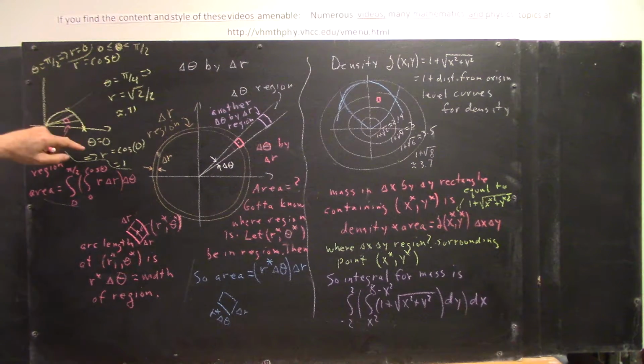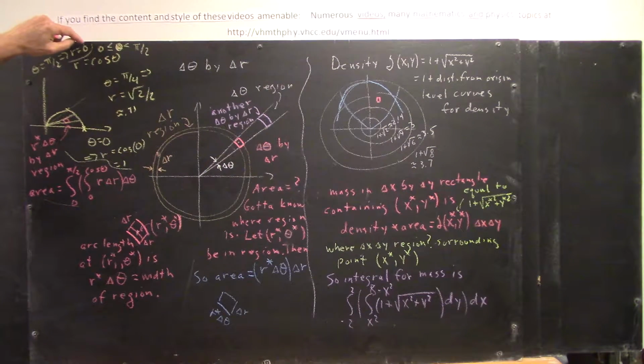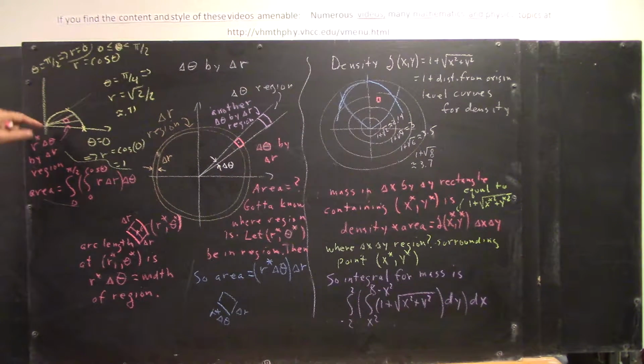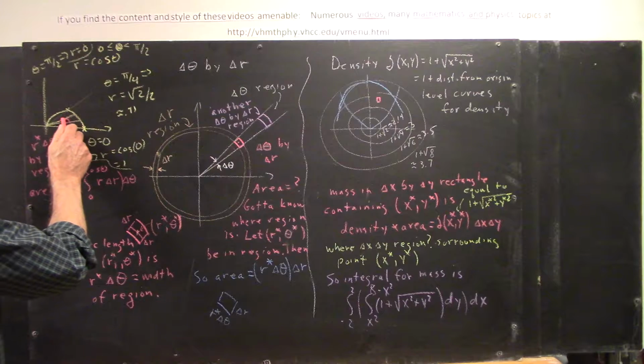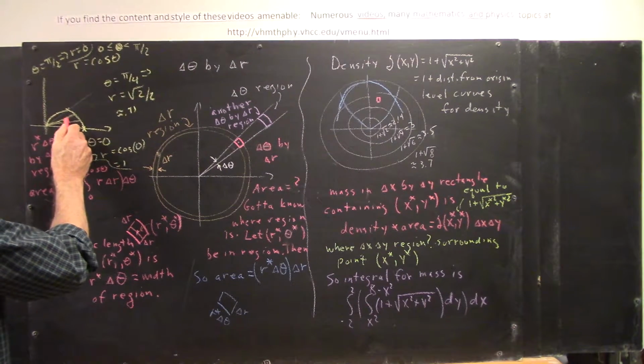Okay. And then finally, as theta gets to pi over 2, we get r equals 0 because the cosine of pi over 2 is 0. So as theta sweeps around here, r keeps decreasing and ends up at 0. So this is a picture of our region. Now this little red blob in the middle here is an r delta theta region.